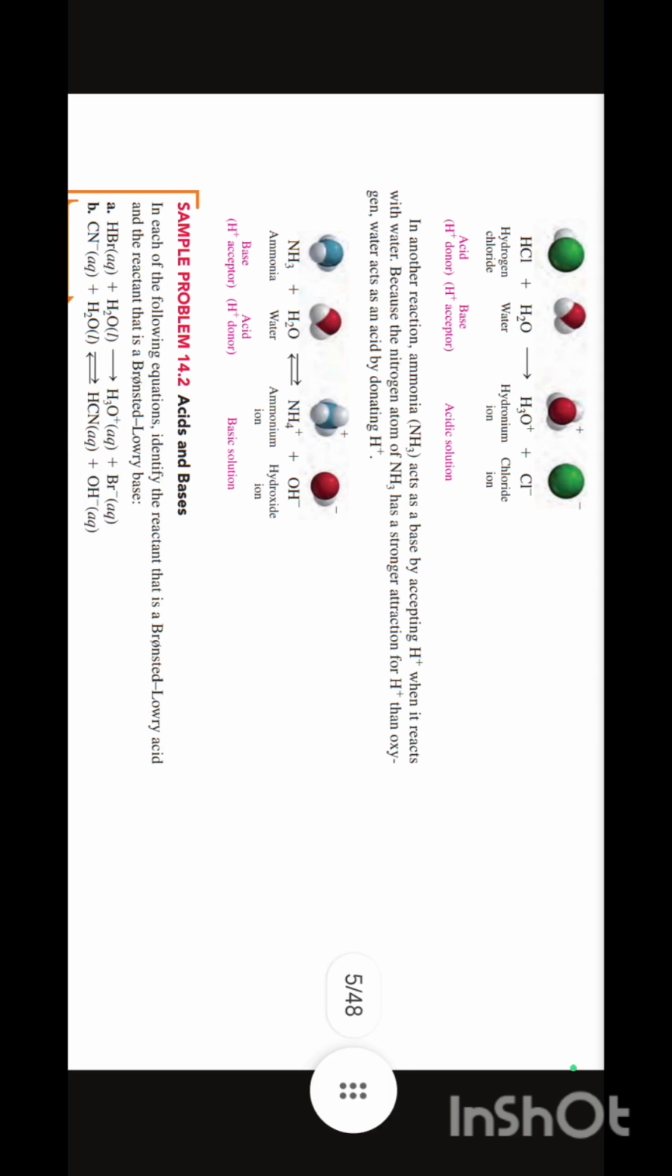In another reaction, ammonia NH3 acts as a base by accepting H+ when it reacts with water, because the nitrogen atom of NH3 has a stronger attraction for H+ than oxygen. Water acts as an acid by donating H+. NH3 plus H2O gives NH4+ plus OH-. So here NH3 acts as a base as it has accepted an H+ ion, and H2O is an acid as it has donated an H+ ion.